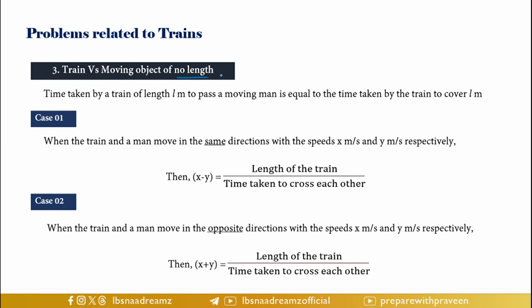So train was moving object of no length. Here two cases are there. When the train and man move in same direction with a speed x meter per second and y meter per second respectively. So for this type of questions, both the train and man move in same direction, right? So you have to do x minus y, which is equal to length of the train divided by time taken to cross each other, right? Suppose if the man and train, they move in opposite direction, then you have to add x and y. That is x plus y is equal to length of the train divided by time taken to cross each other, right?